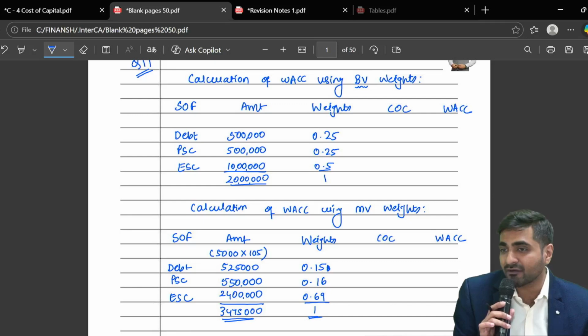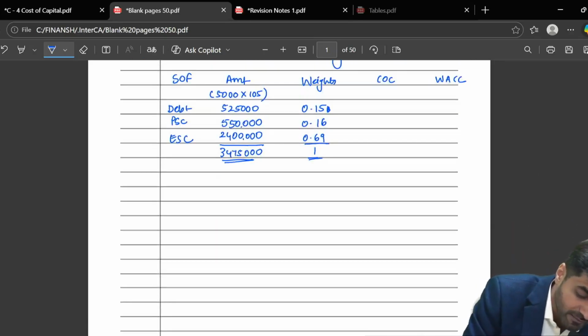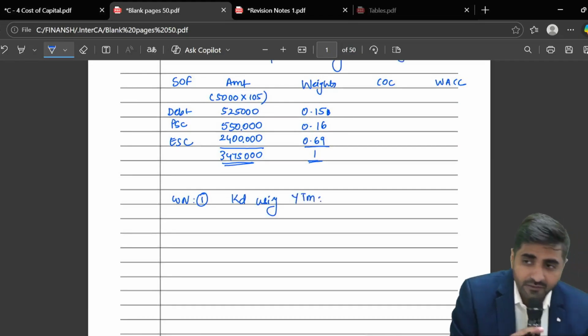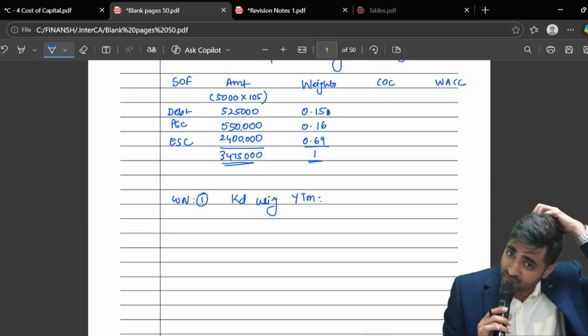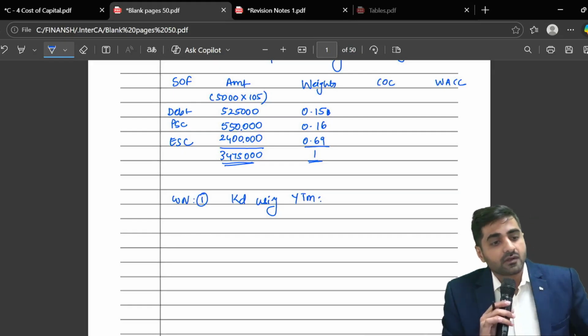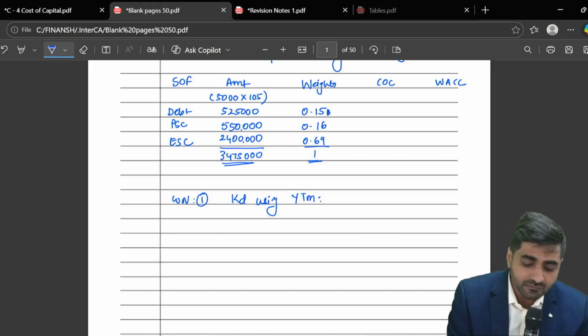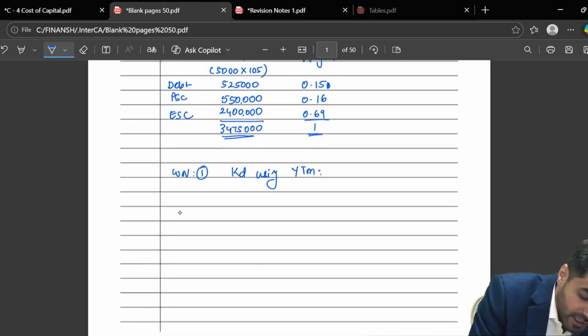So KD, how are we going to calculate, beta? By using the formula or by using the YTM method? YTM method. So for YTM, you all will now prepare working note number 1, KD using YTM. We are calculating KD using which method, beta? YTM. So when we are calculating KD using the YTM method, what are we doing? There will be years. What is the life?